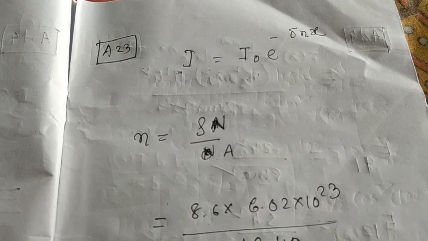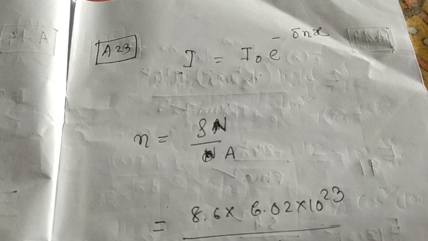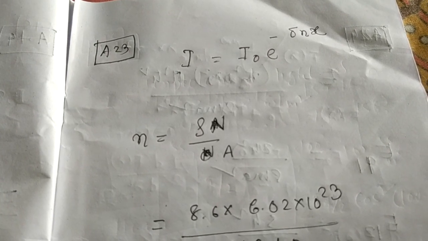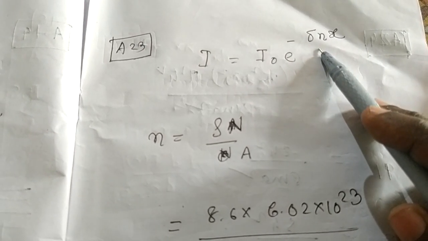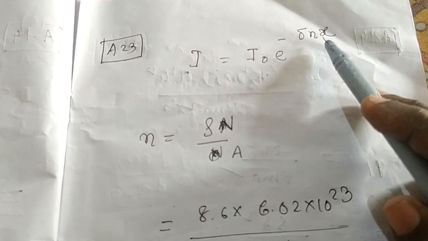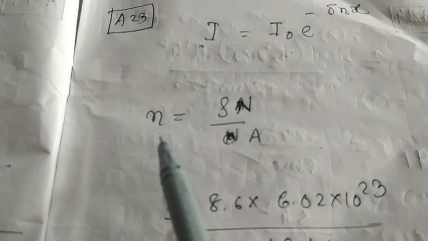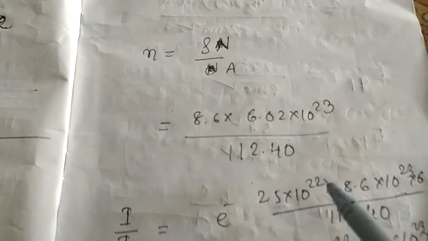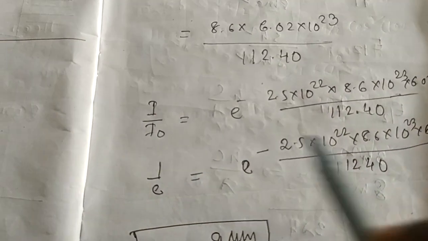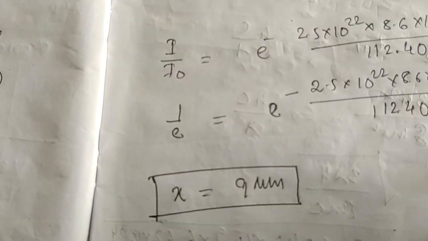So intensity through the thick sheet of cadmium, this is the formula: I is equal to I0, I naught, e to the power minus sigma n x. Sigma is the cross section, n is the number of atoms present in this cadmium, and x is the thickness. So we calculate the number of atoms, that is rho into N by A, where A is the mass number. Now calculate this, and I by I0 is given by 1 by e. You will get the answer x is equal to 9 micrometer.